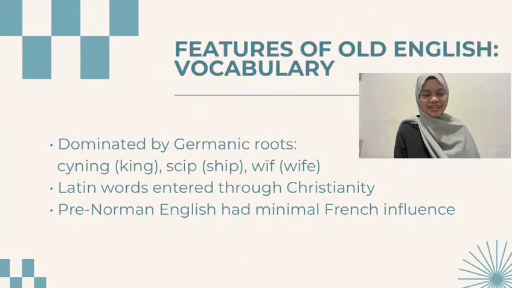The next feature is vocabulary. The vocabulary was primarily from Germanic origins. Words like cyning, which we now know as king, scip for ship, and the last one is wif, which was wife in Old English, reflect this heritage. After the arrival of Christianity in the 7th century, Latin terms became more common in the English lexicon.